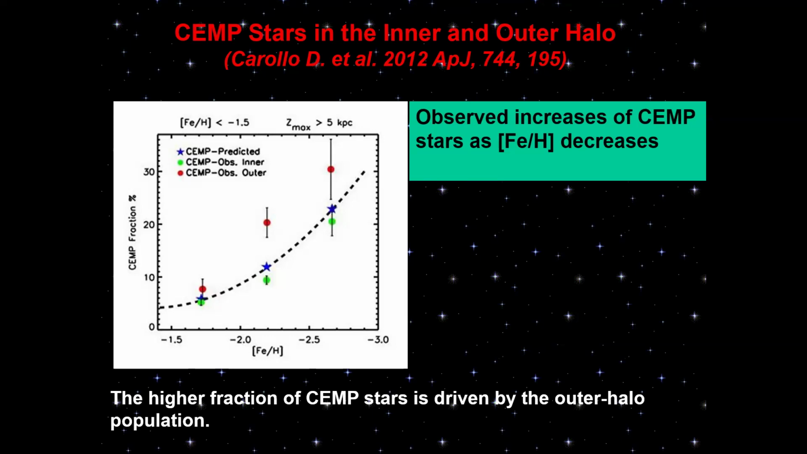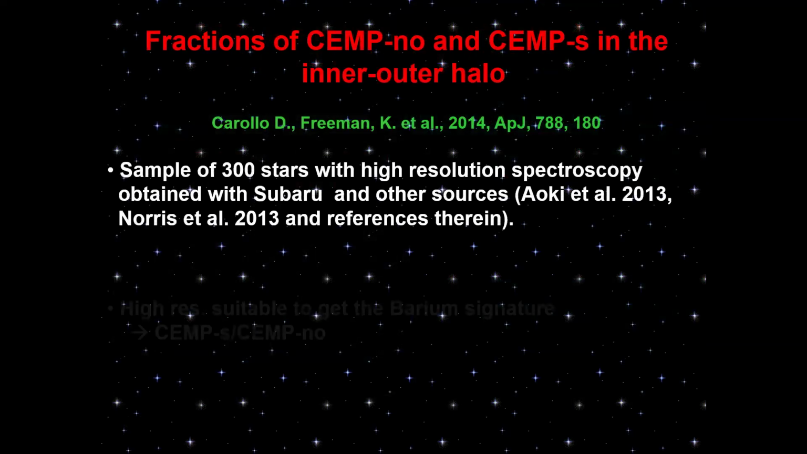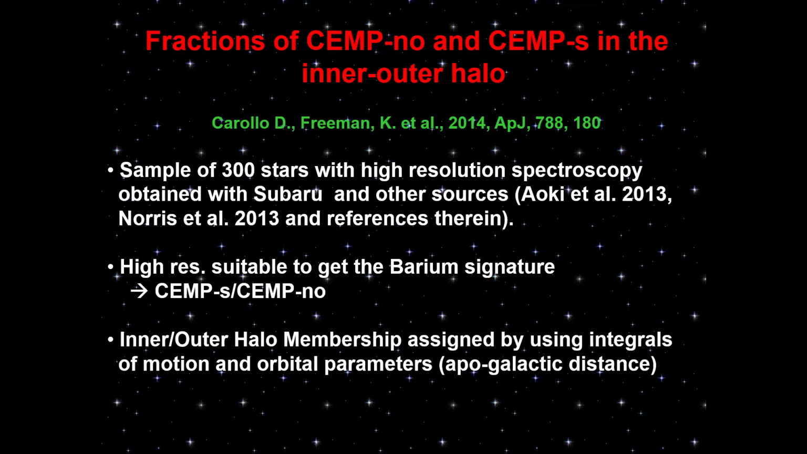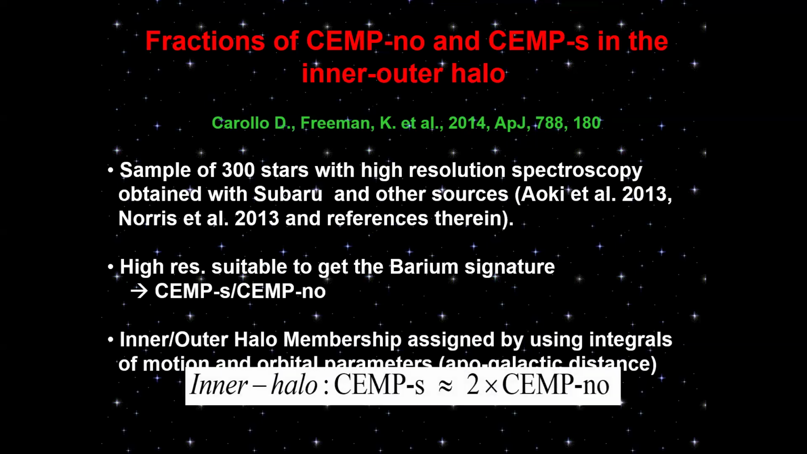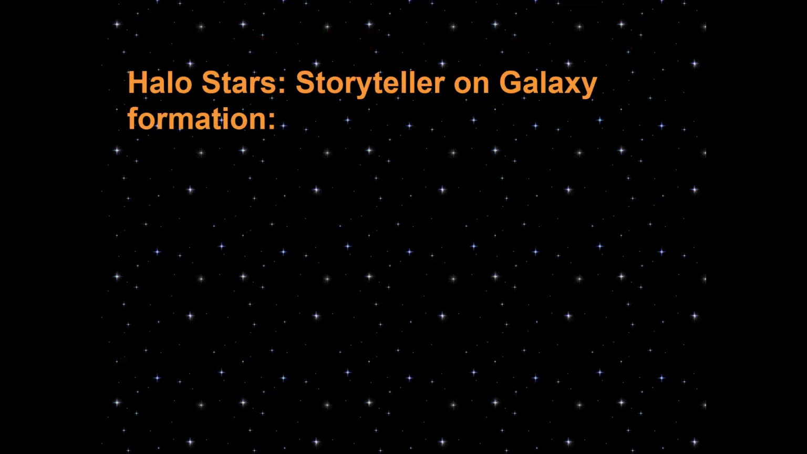Looking at the CEMP stars in the inner and outer halo, we found that the outer halo has twice the number of CEMP stars with respect to the inner halo. And when we look at the distribution in the inner and outer halo of CEMP-s and CEMP-no stars, we found that the inner halo has a number of CEMP-s stars which is twice the number of CEMP-no. And the opposite happens for the outer halo: the number of CEMP-no is twice the number of CEMP-s. This has a strong implication that I will talk about in five minutes.